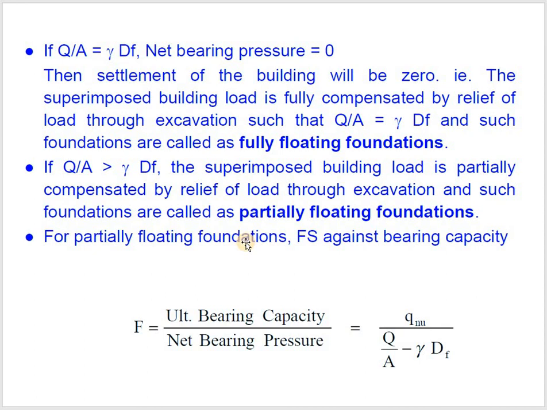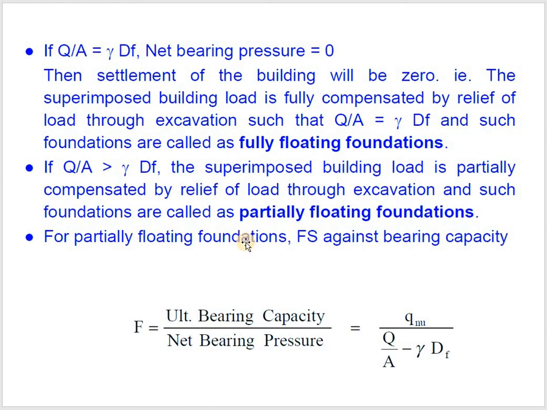So if Q by A is equal to gamma dF, we know that net bearing pressure is 0. So that means the bearing pressure is 0. That means settlement, the building will not settle. Literally, theoretically, the building will not settle. The settlement of the building will be 0. So the superimposed building load is fully compensated by the relief of load through excavation, such that Q by A is equal to gamma into dF.